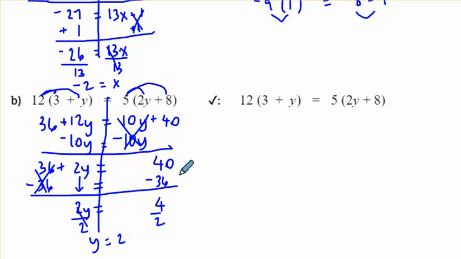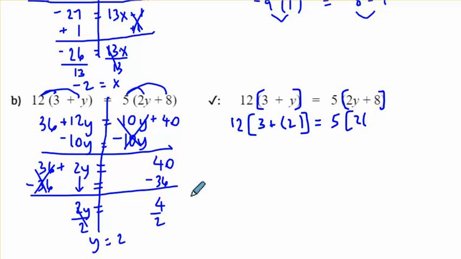We're not sure. We are going to use our parenthetical promise, which means I'm going to change these to brackets and these to brackets so that I can use parentheses. So I'm going to have 12 brackets, 3 plus, and in parentheses for y, I think it's 2. And over here, I'm going to have 5 brackets, 2 parentheses, again, 2 plus 8. All right, I'm going to let you do the rest of this. Just remember the order of operations. You're going to take care of this set of brackets, and then you'll multiply by 12. You're going to take care of this set of brackets, and then you'll multiply by 5, and hopefully you get the same answer on both sides.